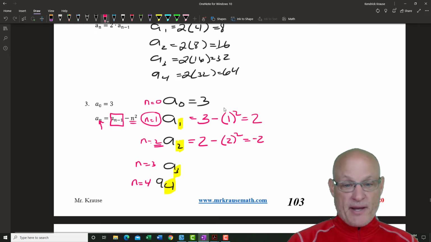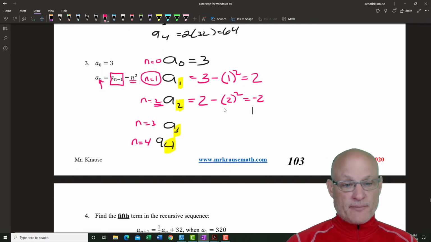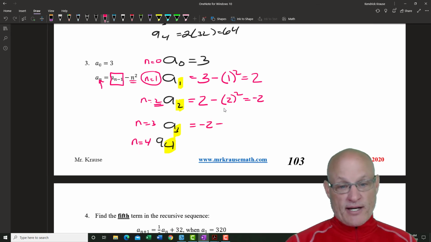Don't think that there's a pattern going here. It's going to get a little funky in a minute. Now we're going to take the previous term, which is negative 2, and we're going to subtract off n squared. 3 squared, that's 9. So negative 2 minus 9, that's negative 11. And then we're going to do one more time, negative 11 minus 4 squared.